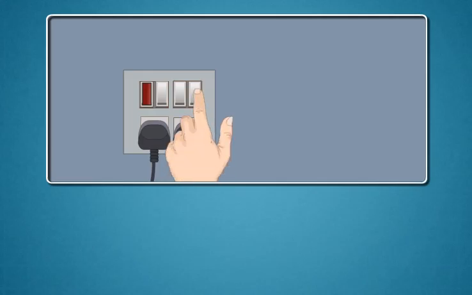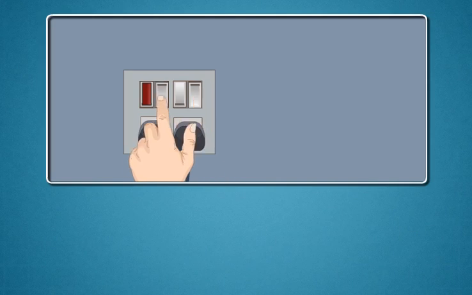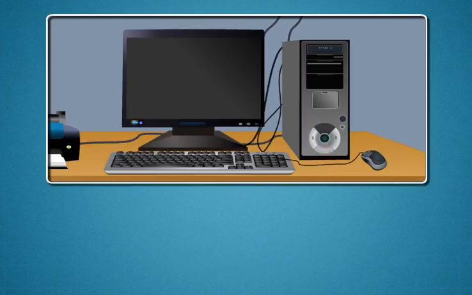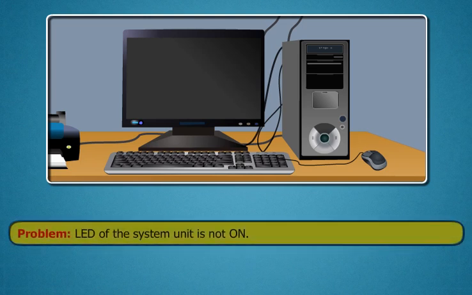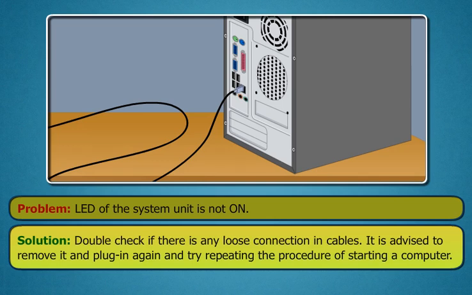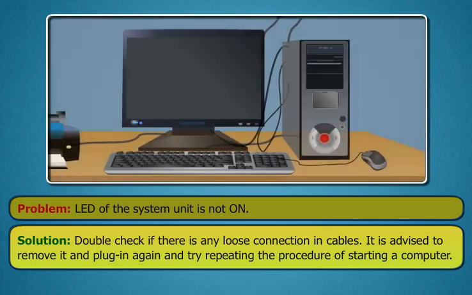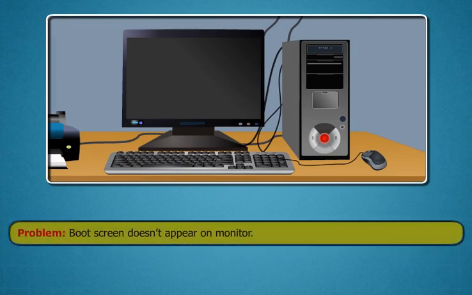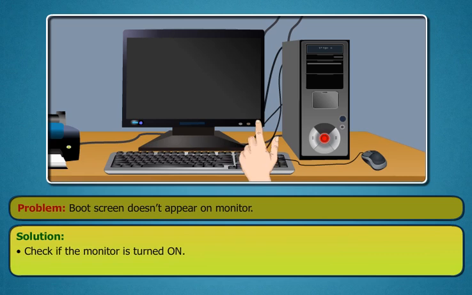We have switched on the power supply of the system unit and the monitor and pressed the power button on the system unit. Still, the LED of the system unit is not on and the system does not start. In this case, we need to double-check if there is any loose connection in cables. It is advised to remove it and plug in again and try repeating the procedure of starting a computer. After starting the computer, if the boot screen doesn't appear on the monitor, check if the monitor is turned on. Check the connection of the monitor or reconnect.